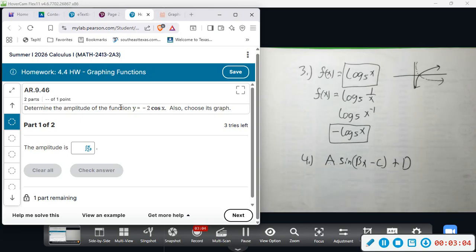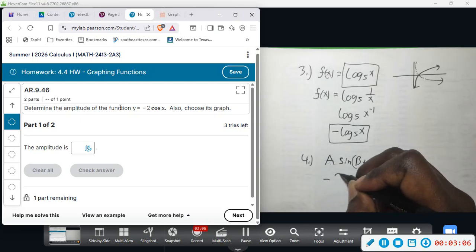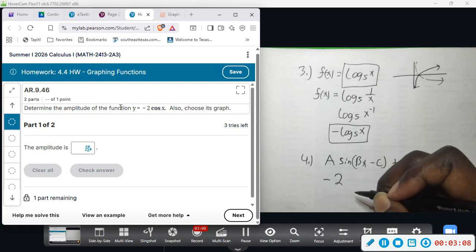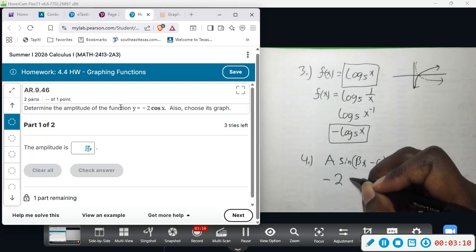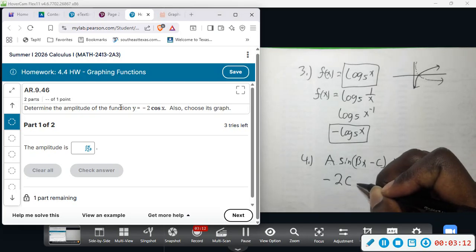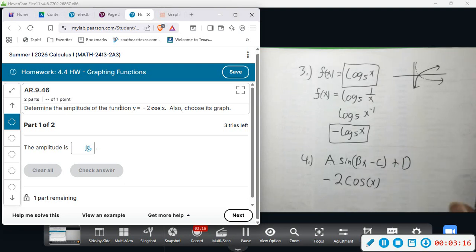Since we have a 2, don't worry about the sign on the 2. We're just looking at the 2. This is going to have an amplitude of 2. Okay, so this new function is going to have an amplitude of 2.